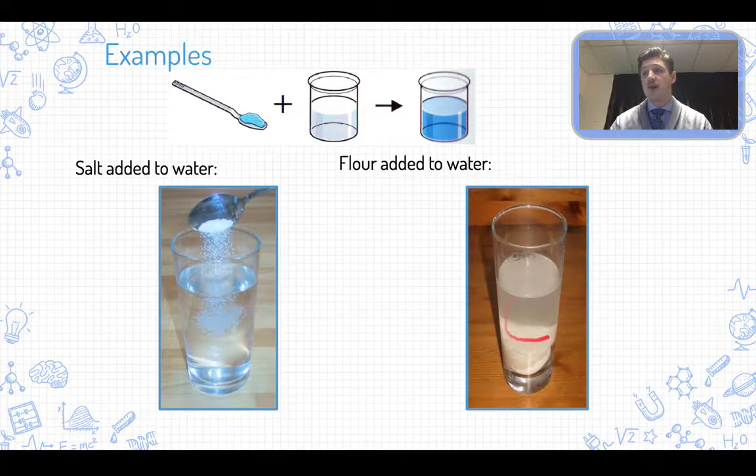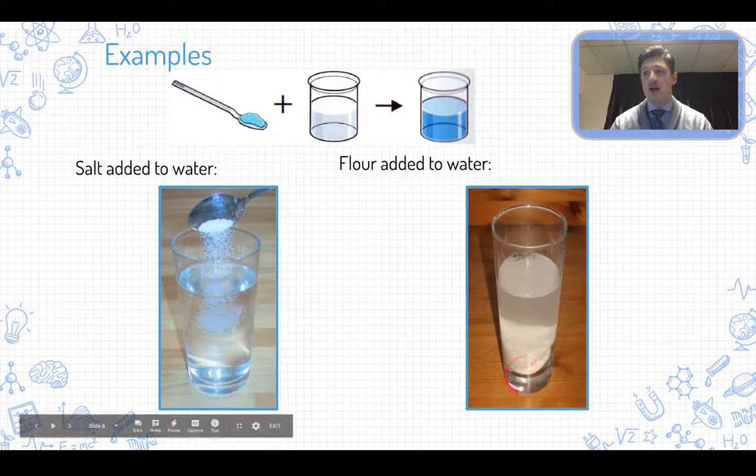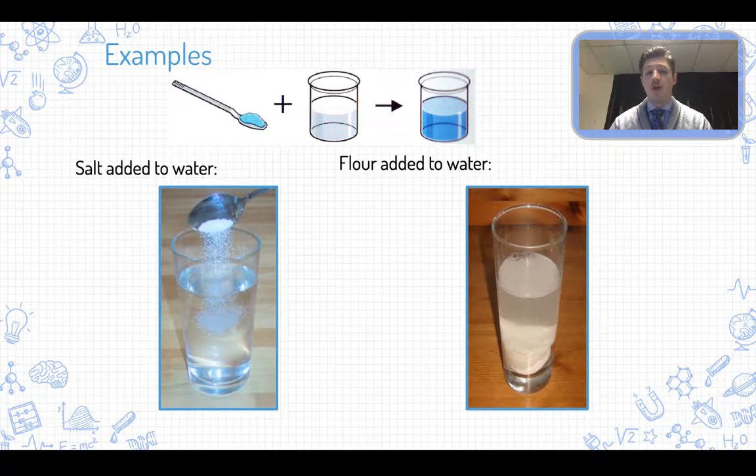Okay, let's take this example over here. You can clearly see we've got a slightly cloudy mixture. It's not translucent. And after a while, we see that our flour, in this example, sinks to the bottom of the glass. What word would we use to describe the flour?